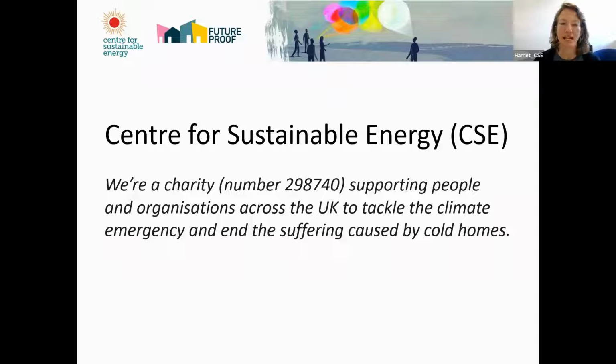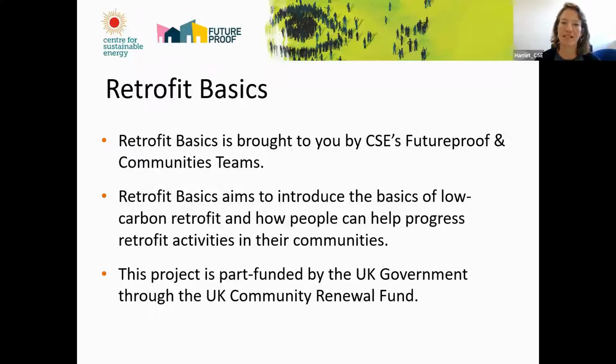We're a charity that has for over 40 years been supporting people and organisations across the UK to tackle the climate emergency and end the suffering caused by cold homes. Retrofit Basics is brought to you by CSE's Futureproof and Communities teams, and it aims to introduce the basics of low carbon retrofit and how people can help progress retrofit activities in their communities. The project is part funded by the UK government through the UK Community Renewal Fund.